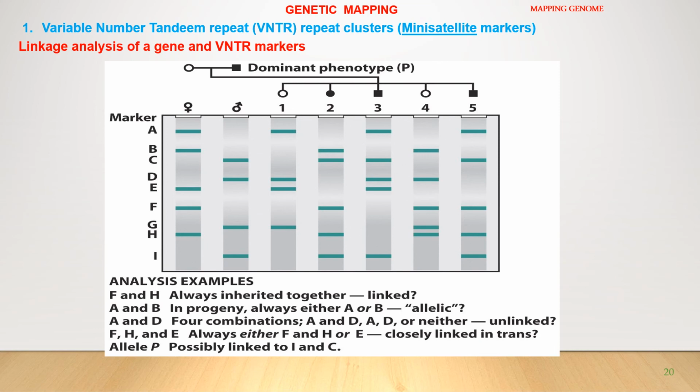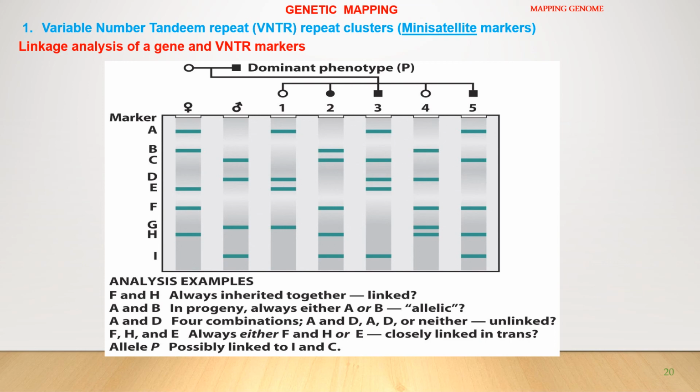Inferences that can be made from the profile. A and B are allelic forms since in the progeny either one of them is inherited. F and H are always linked together. Hence, they are in the same linkage group. A and D are unlinked.